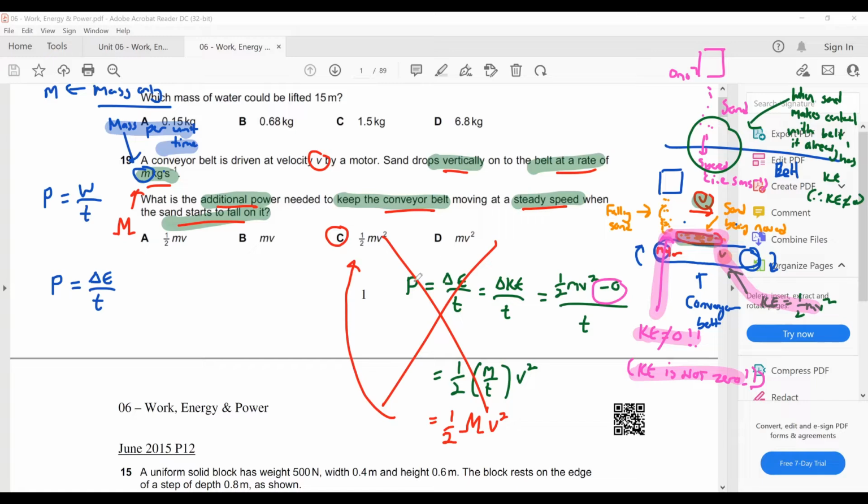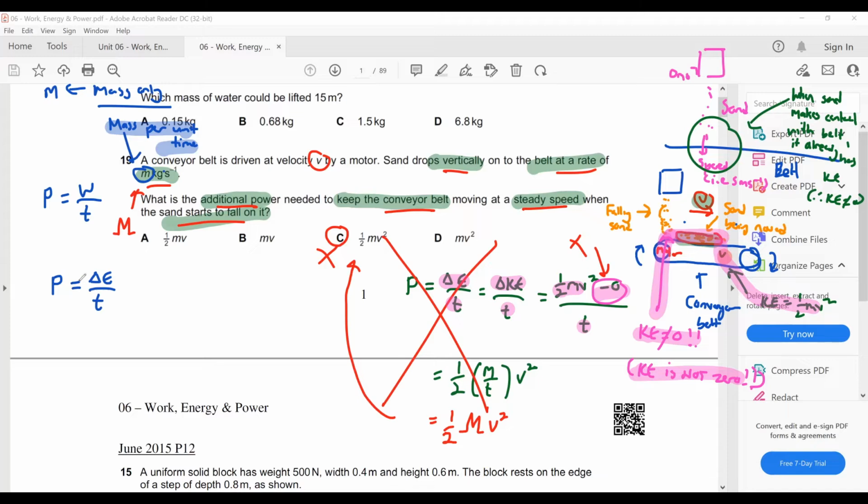Okay, so when you say power is change in energy divided by time, change in KE divided by time, so it's half mv squared minus 0 divided by t. This assumption that you have here was wrong in the first place. That's why this answer cannot be correct. Okay, it seems sensible, but it's not correct because the initial KE is not 0.